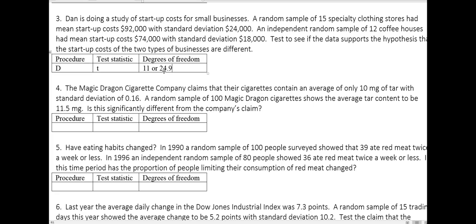But honestly, 11, I would take 11, or I'd take 24.9, because unless you typed it in the calculator, you would not have gotten that number.